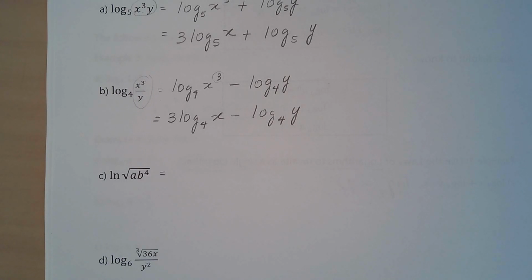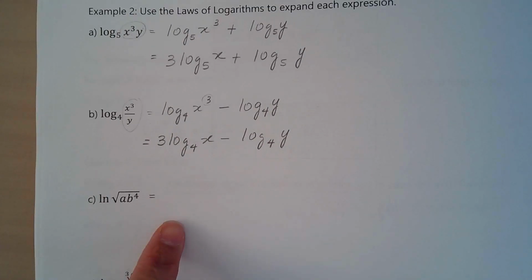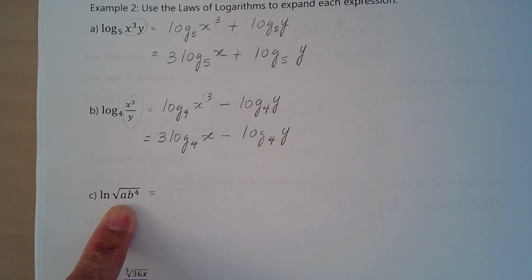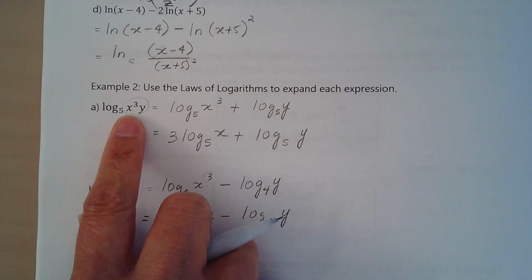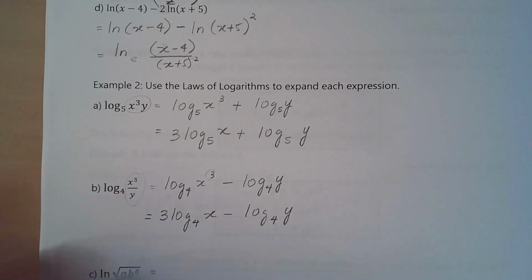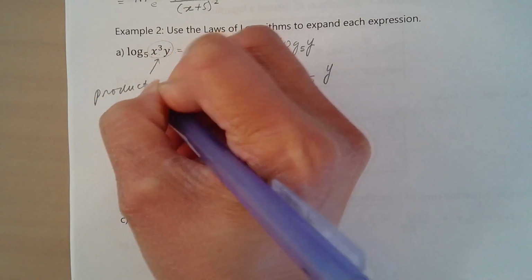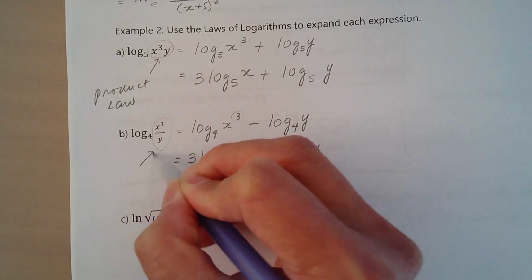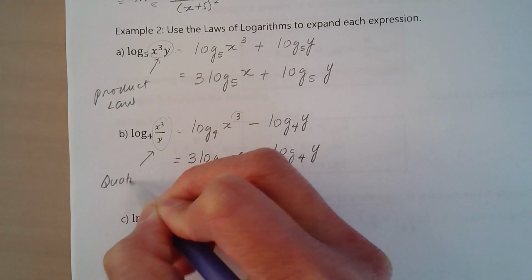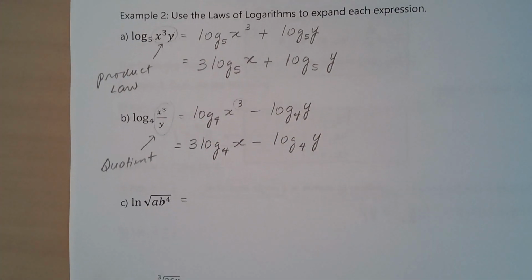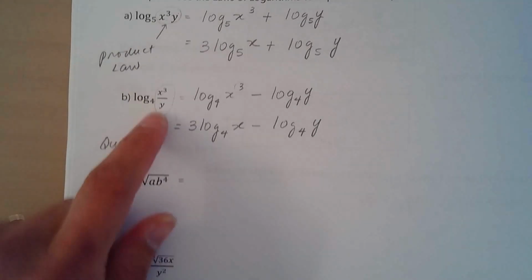Any questions so far? For A, that's the power law? Are you talking about this one? No, like letter A. This one? Yeah, product law, because you're multiplying. And quotient for the next. Yeah, so this one here, if you're looking at the exponent rules, it's going to be the quotient rule.